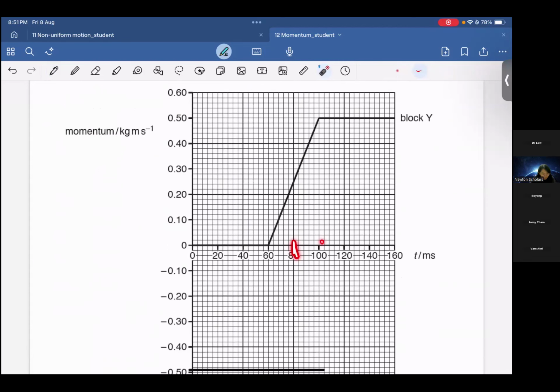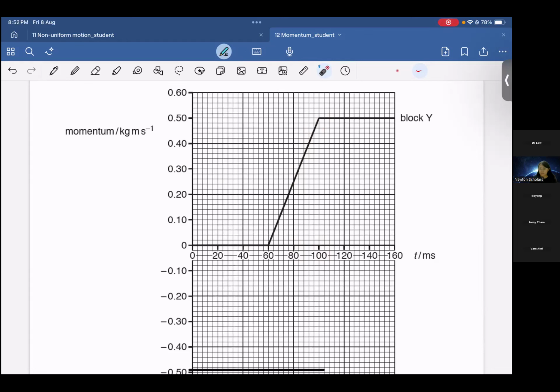From 80 to 100, is it this one? Okay, they're asking you to describe what? Acceleration. Acceleration means speeding up or maybe decelerating, slowing down. So that means it will involve velocity. So you look at this: does the velocity change or not?